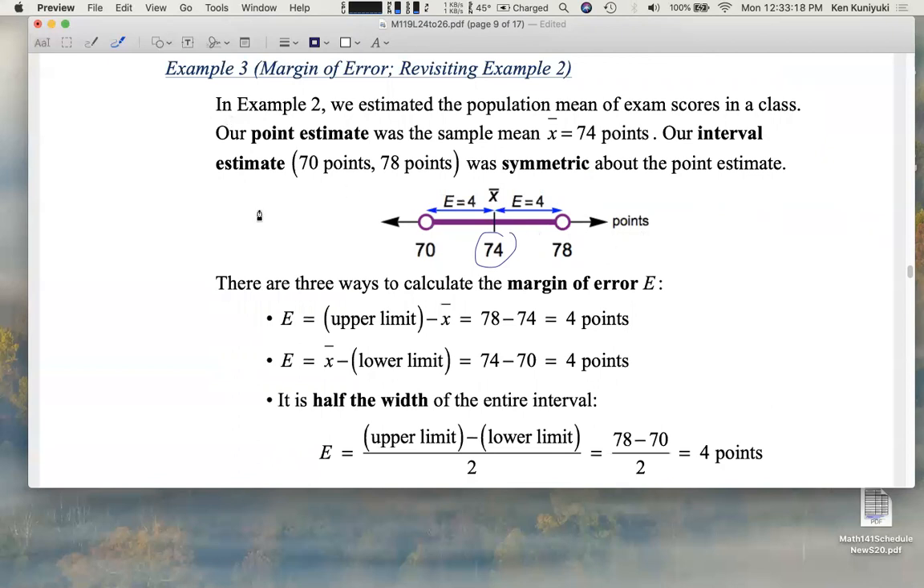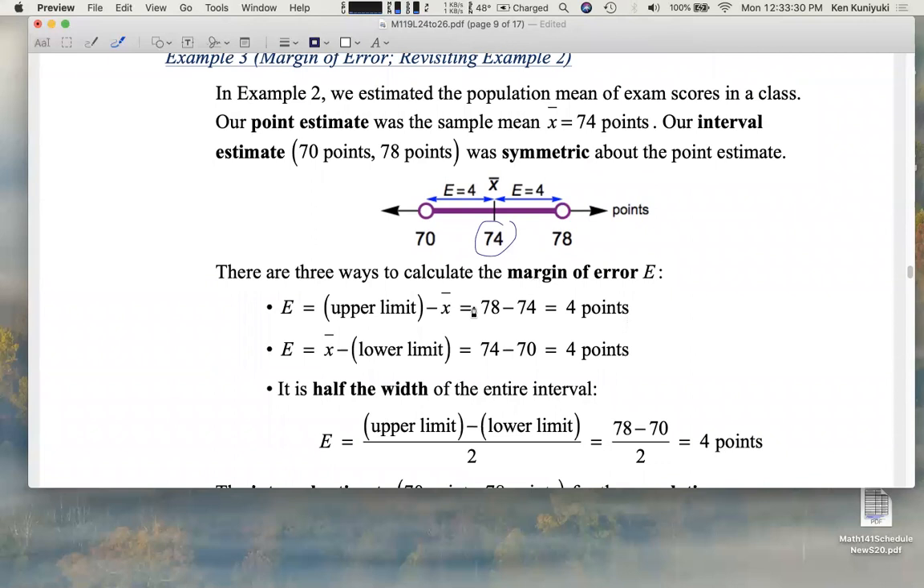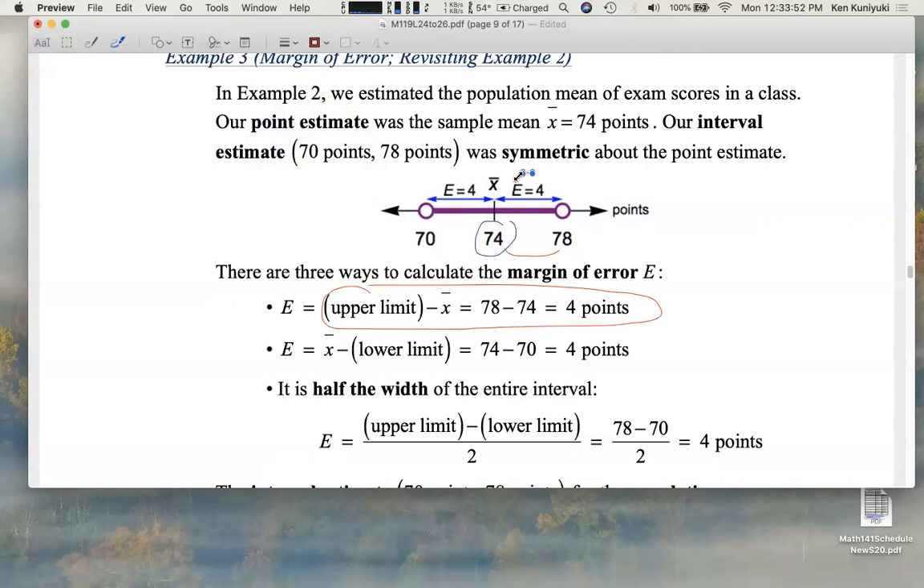All right, now in example 3, we're talking about the idea of margin of error, which is this distance between the point estimate and either limit. Well, there are three ways to do it. In this example, you can take the upper limit minus x bar, or 78 minus 74. That gives you the margin of error, which is 4 points.